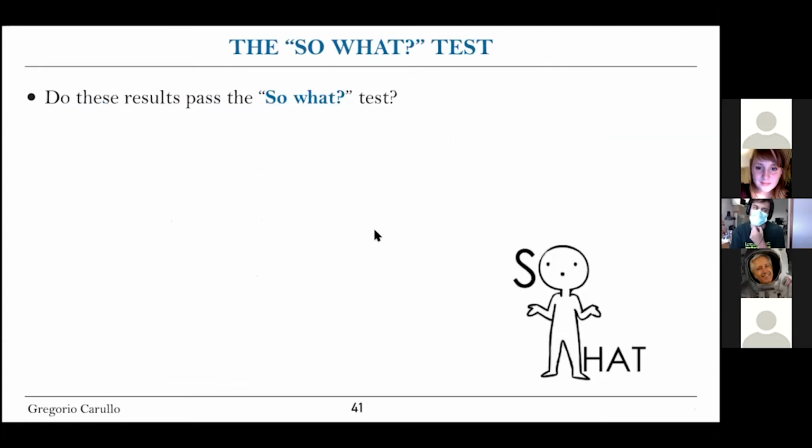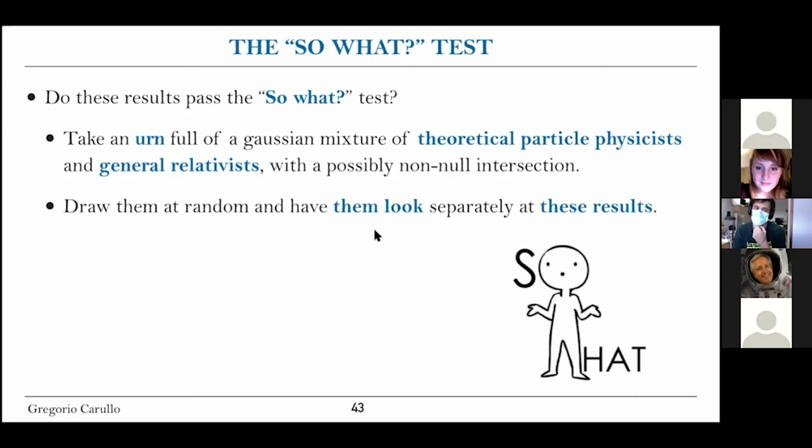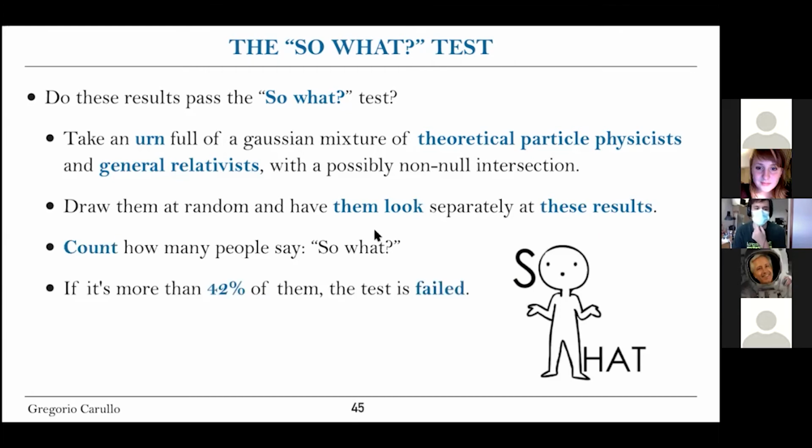But now I have a somewhat provocative slide, which is, does this result pass the so-what test? And what I mean by the so-what test is that if I take a Gaussian mixture of theoretical particle physicists and general relativists, who have been working on modified theories of gravity for 20 years, and they have their own theory, they work on Hořava-Lifshitz gravity or whatever, then they see these results and they look at it and I argue that a lot of them would say, so what? In the sense that if you show them these results, it's not clear what the implications are for a specific theory.